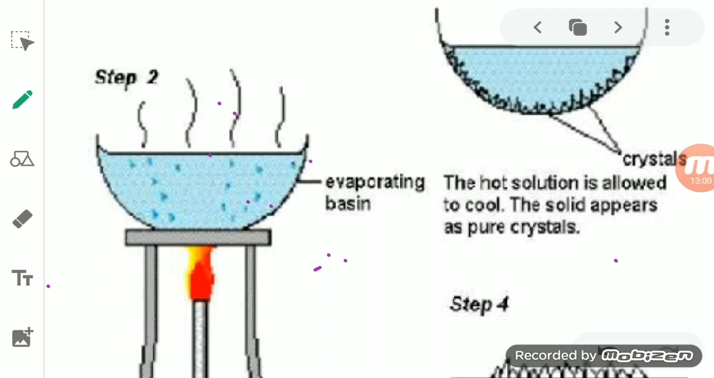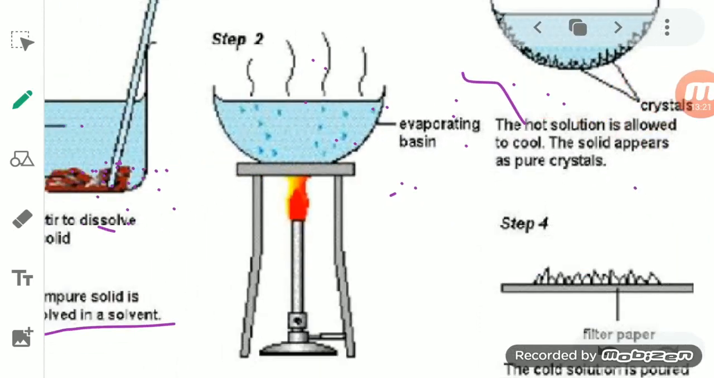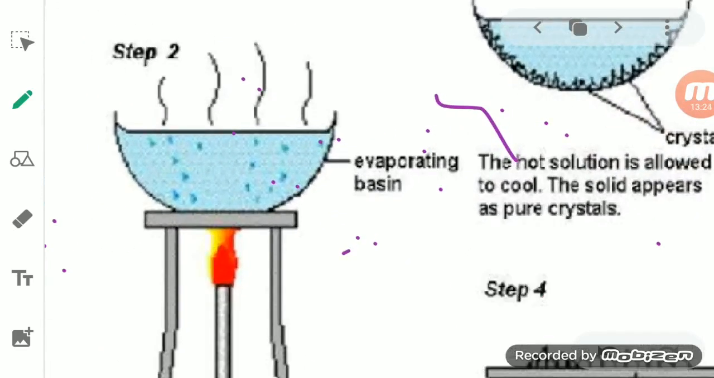Now we will take out the solution from the water bath, and keep this hot solution so that it gets cool slowly. As you cool it, you will observe at the bottom a kind of crystal, this kind of structure you can see. This is the crystal of the pure solid that has formed.